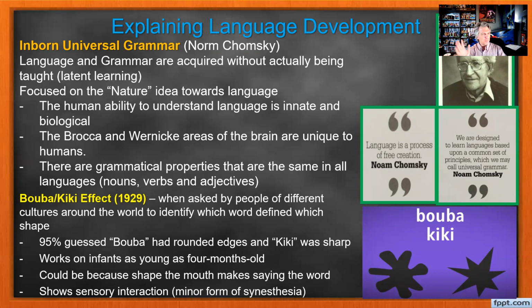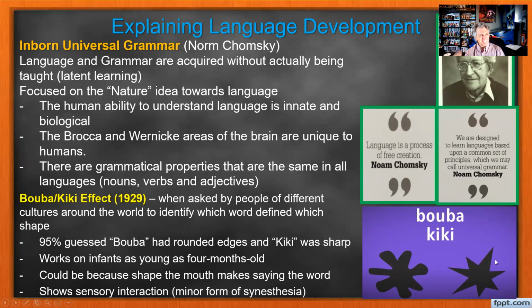In 1929, they did what was called the Bouba-Kiki effect, and they made up this made-up language. There is no word called Bouba in any language or Kiki in any language, but they took people who spoke different languages from around the world. They took infants as young as 4 months old. They put people all the way to their 90s, and they basically asked people, which one of these is a Bouba and which one of these is a Kiki? Which is a Bouba, which is a Kiki. And across the world, they would say that this was Bouba, this was Kiki.